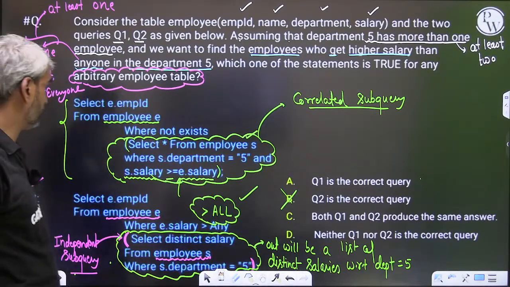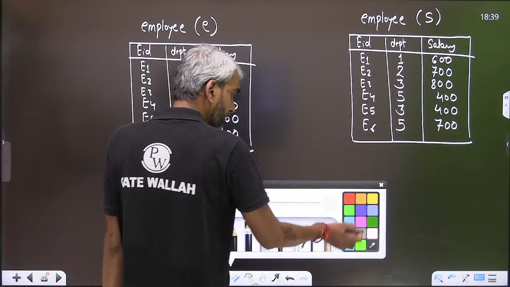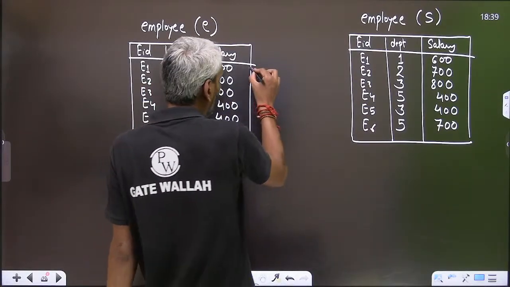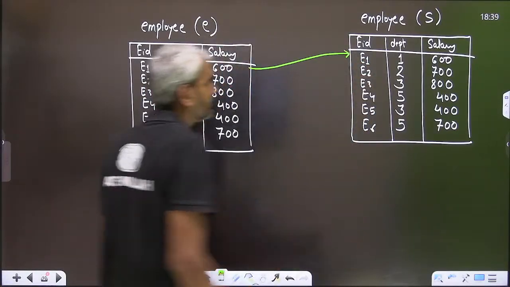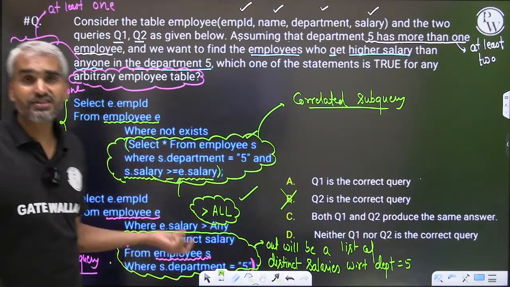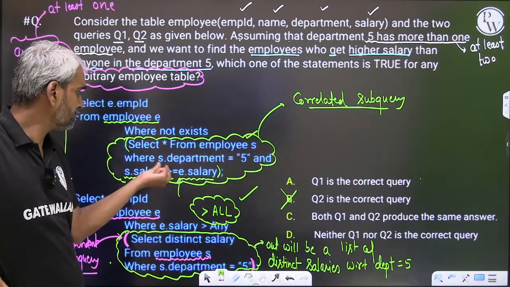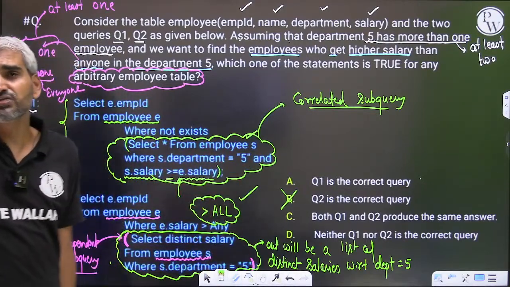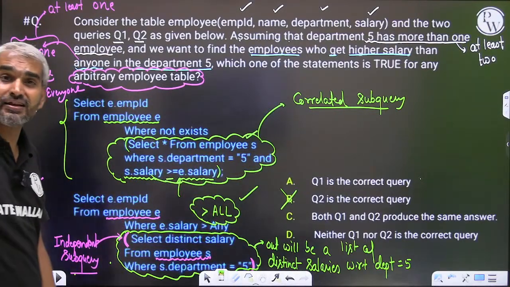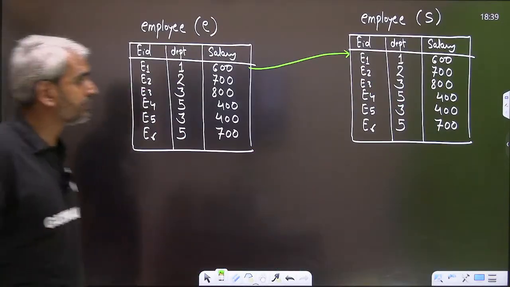of the outer relation. So you will take the first tuple of the outer relation, and then with the first tuple of the outer table, you will go to the first tuple of the inner table. Now you will check that the very first condition is that the department with respect to S must be equal to 5. That means we are trying to compare with the salaries of department 5.